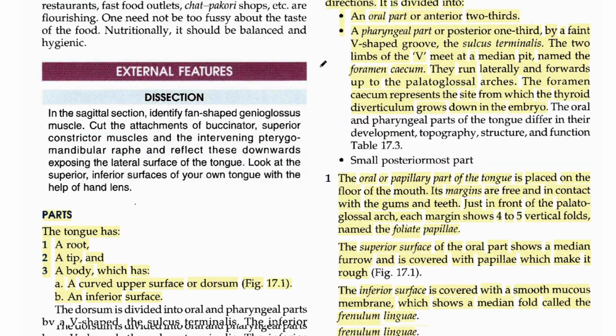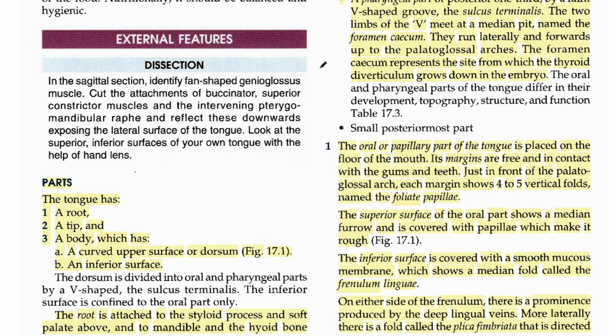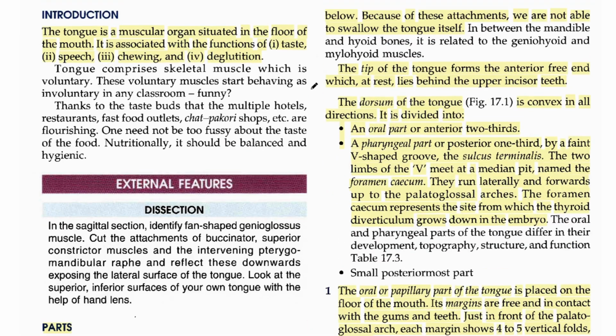Then you can write the different parts of the tongue and the information that I've highlighted. That is, a tongue has a root, a tip, and a body. The body of the tongue again has a curved upper surface, or the dorsum, and an inferior surface. You can mention that the root is attached to the styloid process and the soft palate above, and to the mandible below.